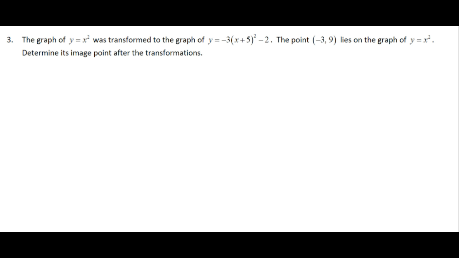Okay, the graph of y equals x squared was transformed to the graph of y equals -3 (x plus 5) squared minus 2. The point -3, 9 lies on the graph of y equals x squared. Determine its image point after the transformation. I thought we were doing new stuff today. It's not all that new stuff. Okay, you guys don't have much room, do you? So you've got a little bit of space like this, right?